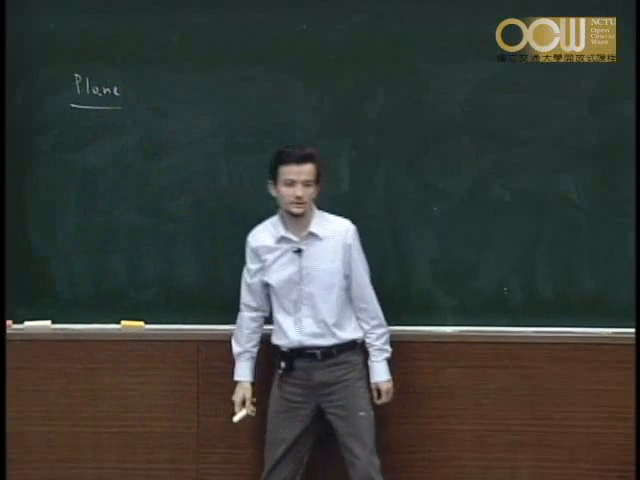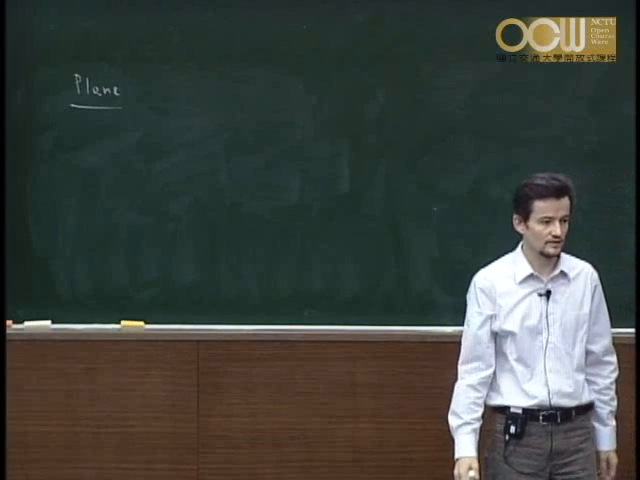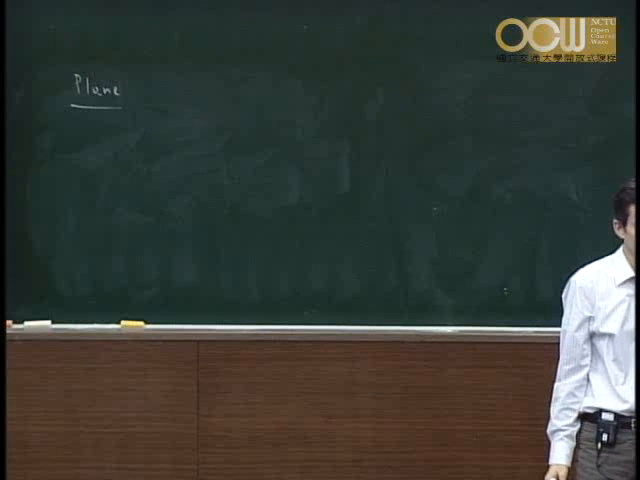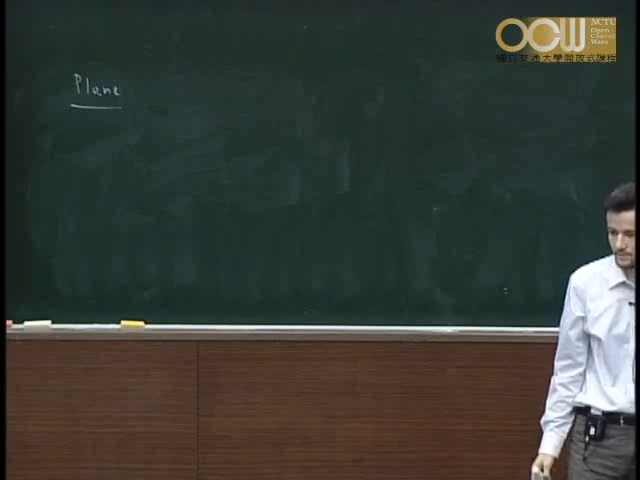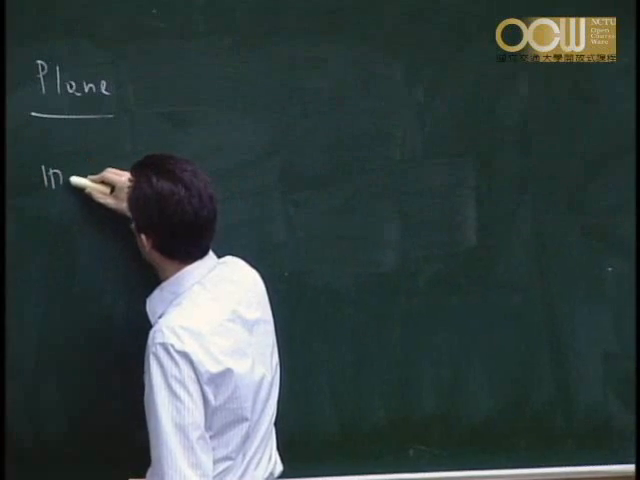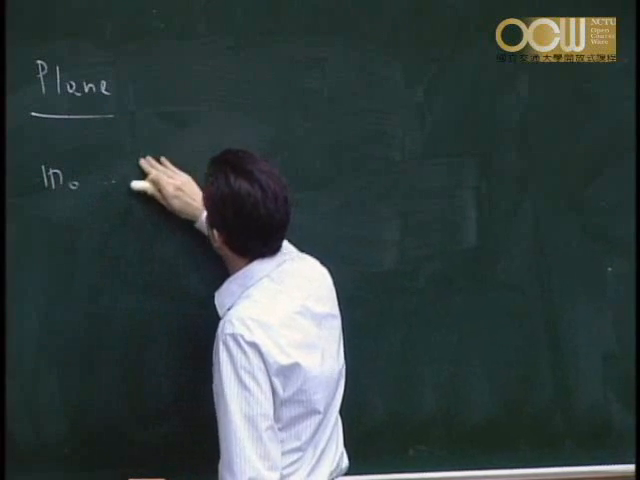In order to determine a plane in the three-dimensional space, what you need, and you have discussed this in high school as well, is a vector which is normal to the plane and a point inside the plane. This will be enough to determine a plane. So what we have here is a vector, call it n or n0, the normal vector.